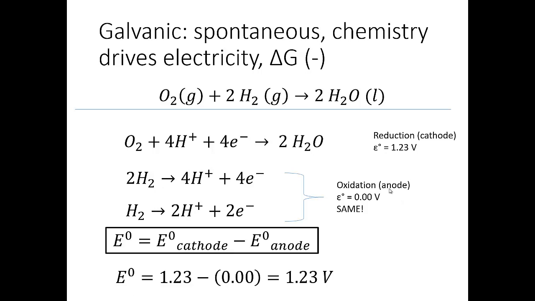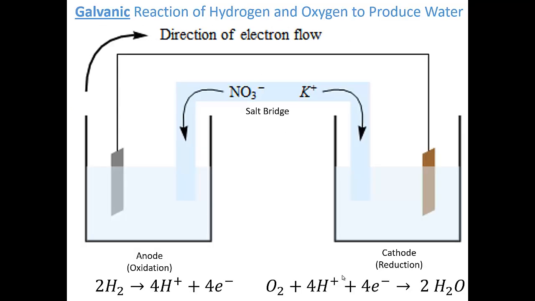So don't ever change it, leave it the way it is, and now we can go cathode minus anode to figure out what the voltage of the cell is. Alright, and if E is positive, that means delta G is negative, so this works out. This is a galvanic reaction. That means that if you have hydrogen and oxygen, they can spontaneously produce water. And so here you can see the anode on the left is having an oxidation reaction where we're producing electrons. Electrons are flowing through the wire down to the cathode. The cathode's accepting the electrons and reducing to produce water.